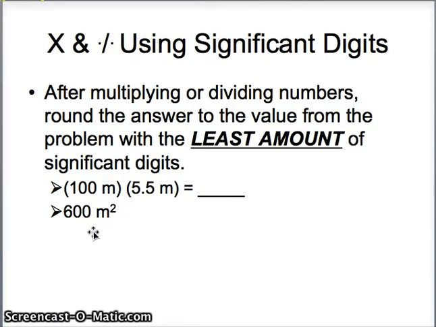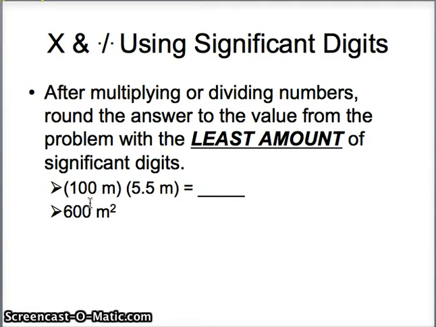Now, multiplying or dividing significant digits. This is my division sign. I couldn't find it on my computer, so I have dots. Anyway, when you're multiplying or dividing numbers, you round the answer to the value from the problem with the least amount of significant digits. This is where those 4 rules for significant digits come in handy. If you're multiplying 100 meters times 5.5 meters, you'll really need to know how to determine the number of significant digits, because for multiplying and dividing, we're looking at the least amount.